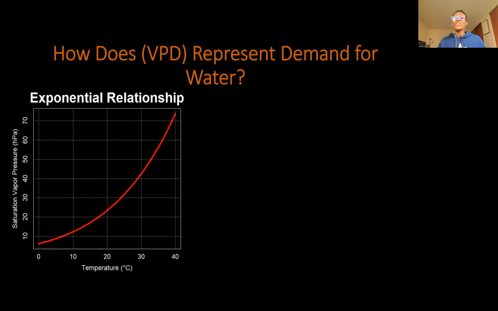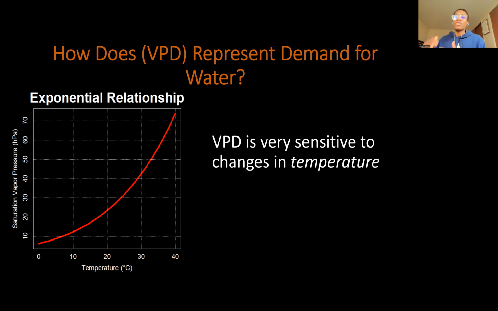Okay. So how does VPD represent the atmospheric demand for water? We know that saturation vapor pressure increases exponentially with temperature, right? When temperature is increasing, the atmosphere is also very thirsty. And because of this, VPD is very sensitive to temperature. Because it's the difference between saturation vapor pressure and actual vapor pressure, it's very sensitive to temperature. We got that. Let's move on.